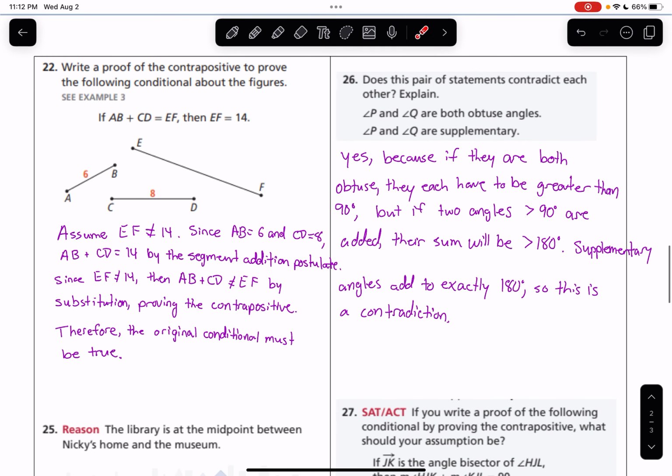Number 22, write a proof of the contrapositive. So again, we start by assuming the negation of the conclusion and following logically from there. So assume EF does not equal 14. Since AB and CD are 6 and 8 respectively, if we add those together, we get 14 by the segment addition postulate, adding segments together. We already assumed that EF was not 14. So we know that this segment plus this segment, since they equal 14, are not equal to EF by substitution, which is the negation of the hypothesis. We proved the contrapositive, therefore the original conditional must be true.